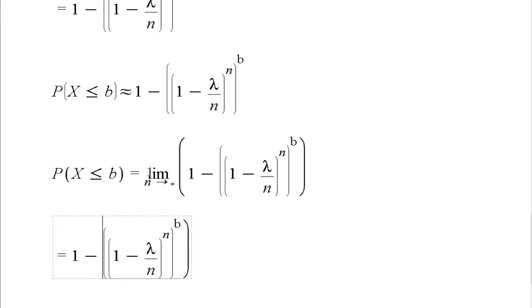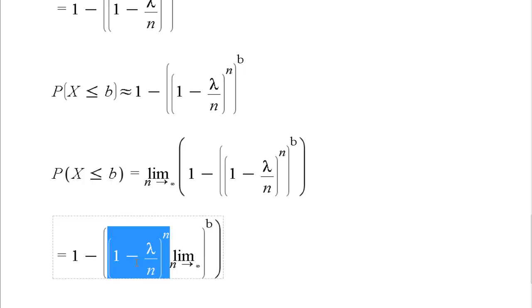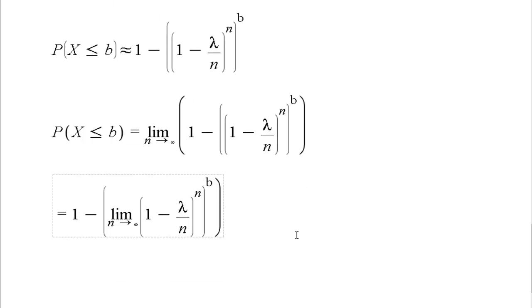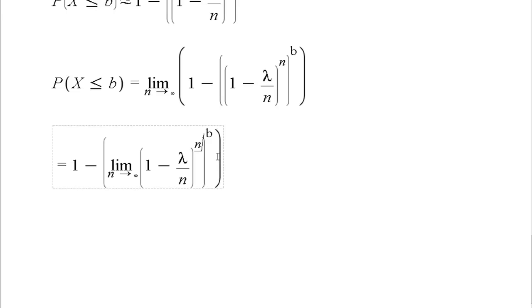And then I have the limit of this double exponent. Well, that b doesn't depend on n, so I'm going to pull the limit inside of that exponent. So we have that it's 1 minus this limit to the power of b, but we know that that limit is e to the minus lambda. So this is equal to 1 minus e to the power of minus lambda.